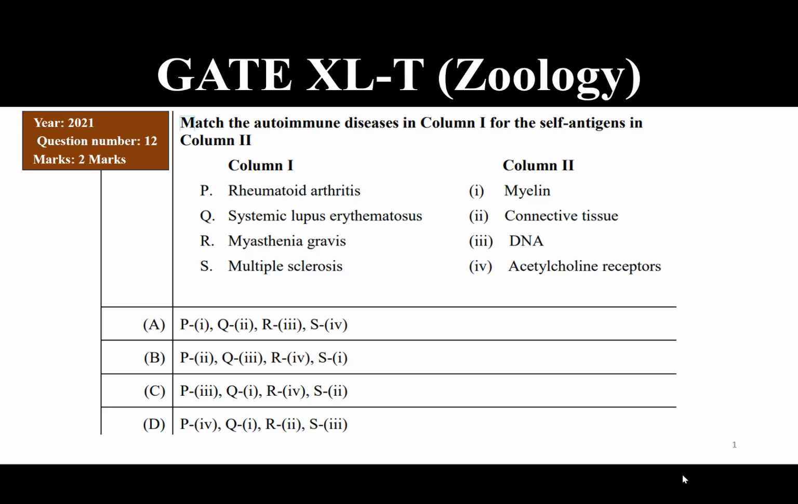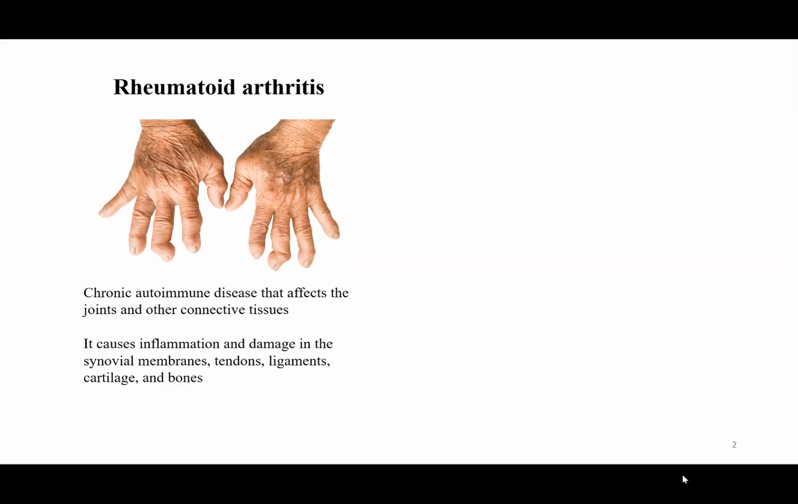Match the autoimmune diseases in column 1 for the self-antigens in column 2. Let's look at the diseases mentioned in column 1 individually. Rheumatoid arthritis. This is a chronic autoimmune disease that affects the joints and other connective tissues. This causes inflammation and damage in the synovial membranes, tendons, ligaments, cartilage, and bones.